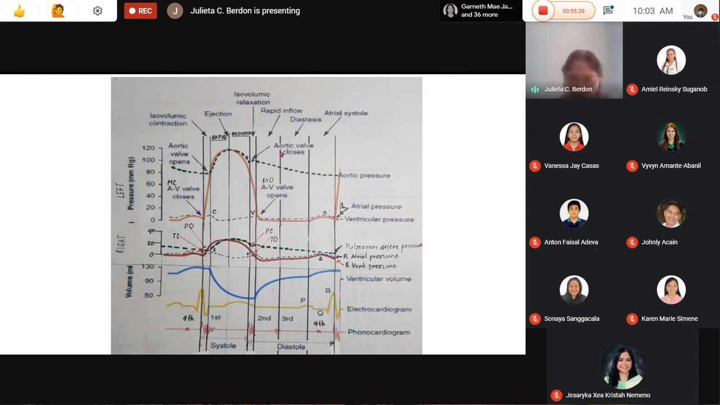According to them, it's 1/3 and this is 2/3. Okay, and then you can see now the volume is increased and atrial pressure is still greater than ventricular pressure. Then this is followed by your diastasis, which is your reduced filling. So another term is diastasis.